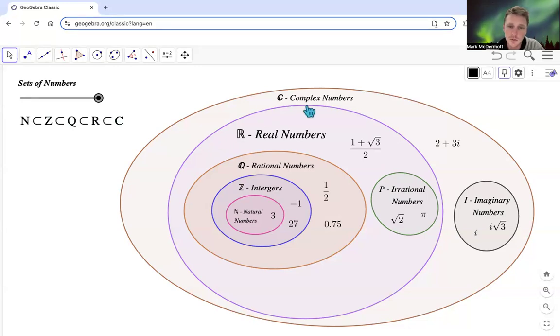Most of what you do in high school maths, unless you're doing specialist maths, in Victoria anyway, you will be in this purple ellipse, because most of the mathematics that you study at high school level is to do with real numbers and all these other numbers that are real numbers. So hopefully that explains all the different kinds of numbers. Good luck.